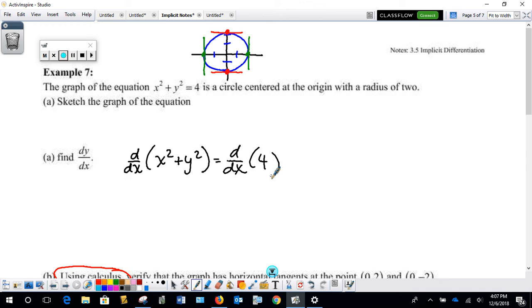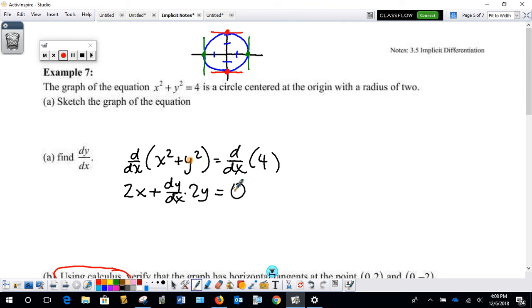By showing you're taking the derivative of both sides. Then you're going to notice everywhere that you have a y, you're going to need to use the chain rule and take the derivative of the inside. So my derivative of x squared would be 2x. Your derivative of y squared would be the derivative of the inside times 2y. And then the derivative of a constant is 0. So that gets you to there.